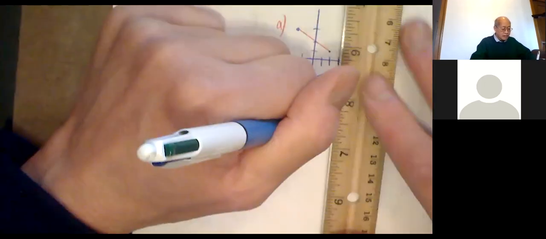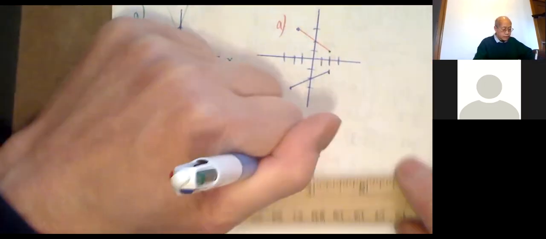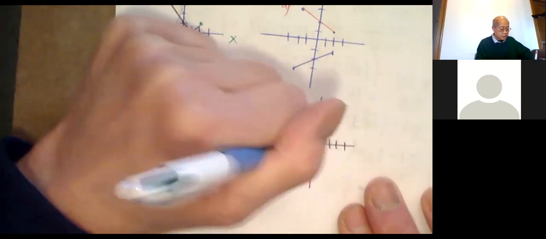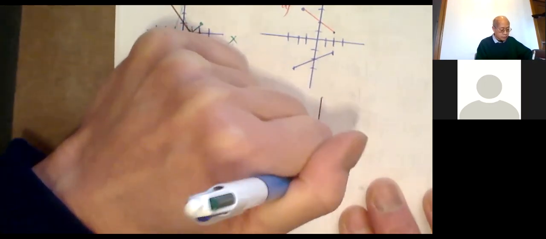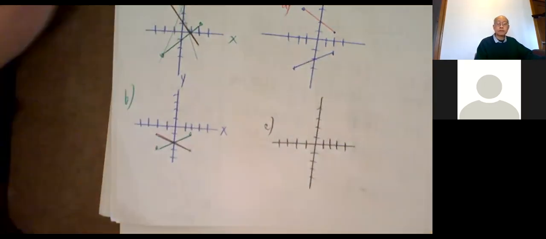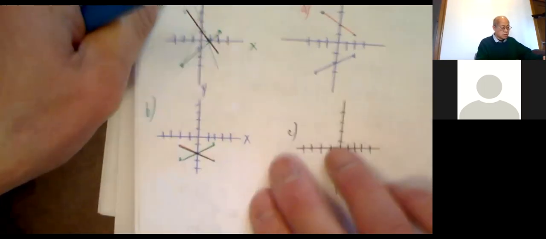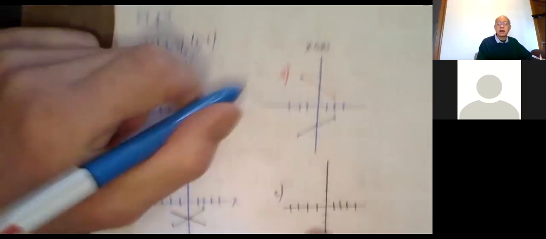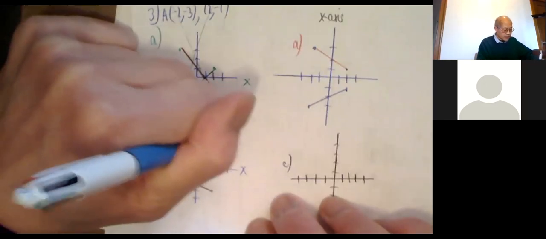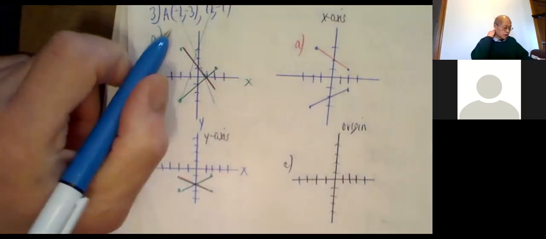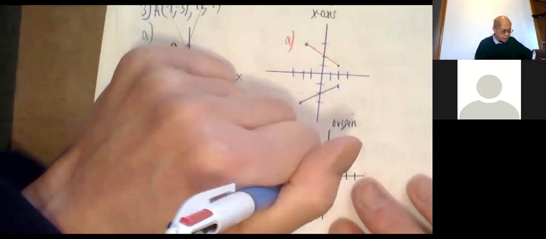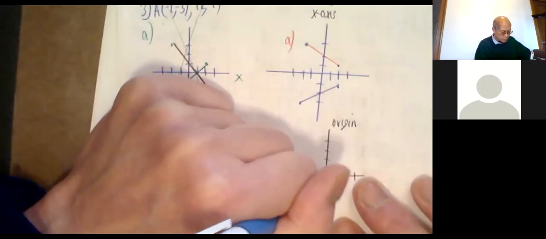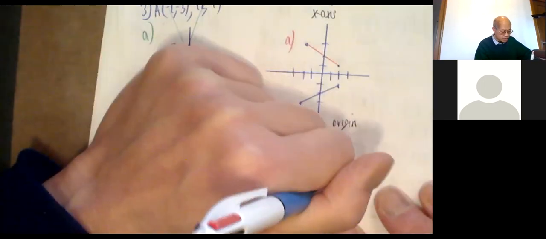Okay, and then C, that's going to be a little bit harder because maybe we're not used to reflecting about the origin. I will take the approach of switching the x and y coordinates. I'll show you how to do that. All right, so this is reflection about the x-axis. This is reflection about the y-axis. And this is reflection about the origin. Okay, so let me start off with my points again. Negative 2, negative 3, and 2, negative 1.